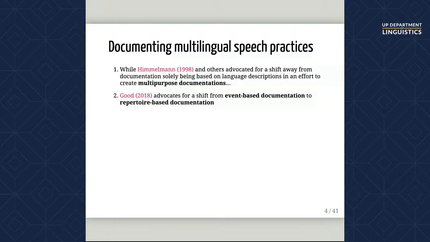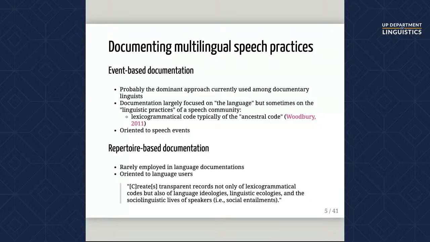While Himmelmann 1998 and others advocated for a shift away from documentation solely being based on language descriptions in an effort to create multi-purpose documentations, a major shift in the field of language documentation, Good 2018 advocates for a shift from what he's calling event-based documentations to repertoire-based documentations. And so event-based documentations are probably the dominant approach currently used in documentary linguistics.